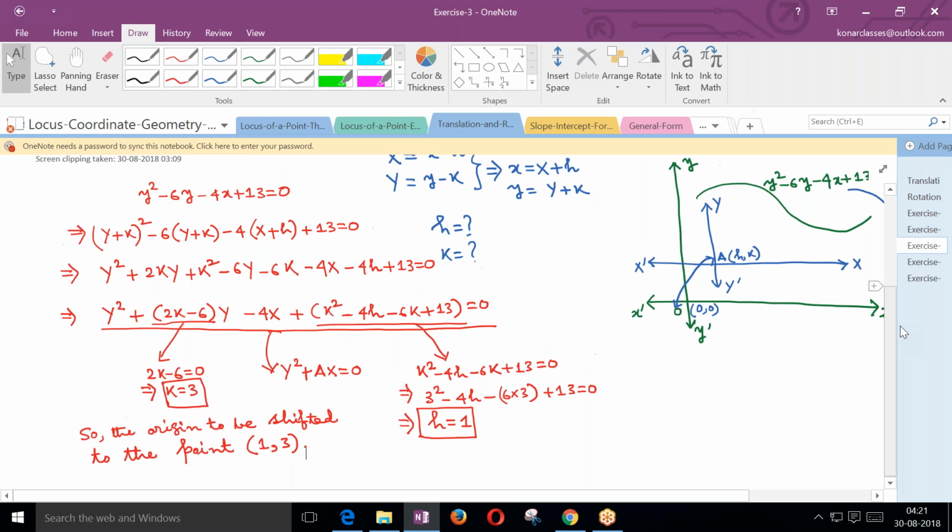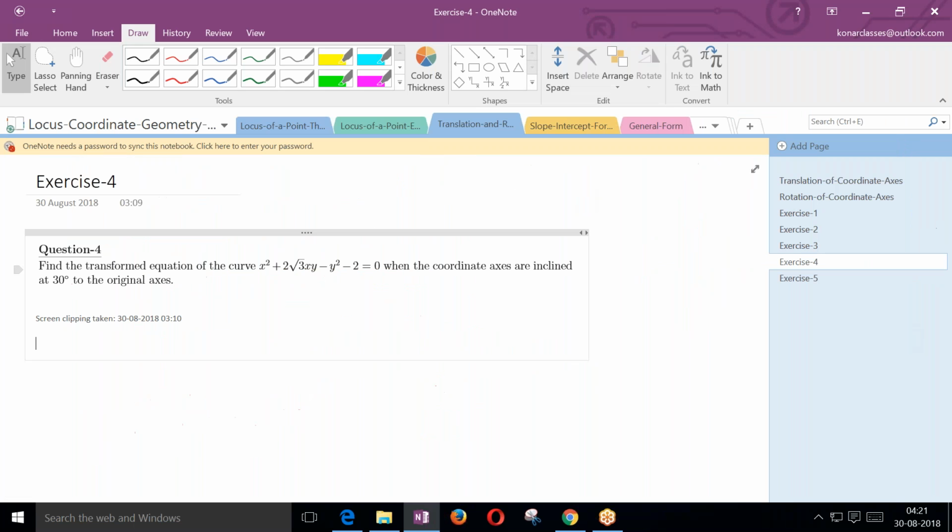Next question: find the transformed equation of the curve x square plus 2 root 3 into xy minus y square minus 2 equal to 0, when the coordinate axes are inclined at 30 degree to the original axis. So this question is from the rotation. Important, as I said earlier, important for JEE Main and Advanced. Let's see how we are going to solve this problem.